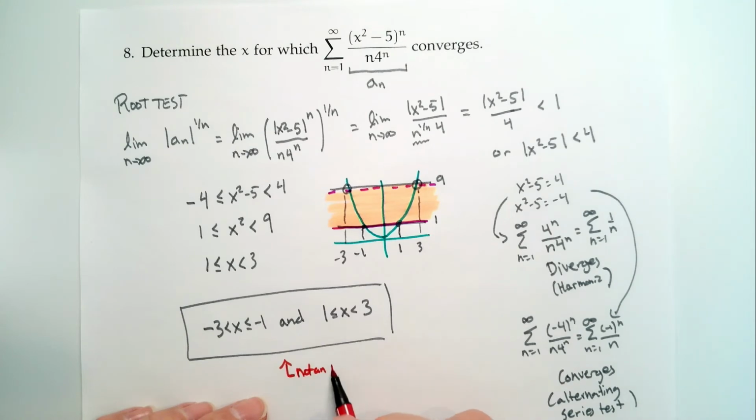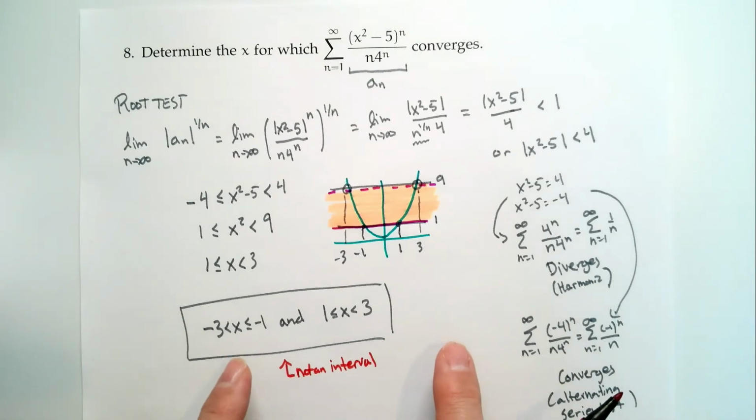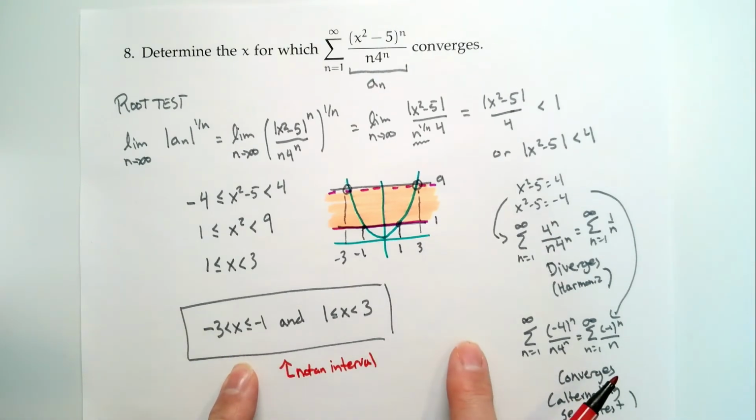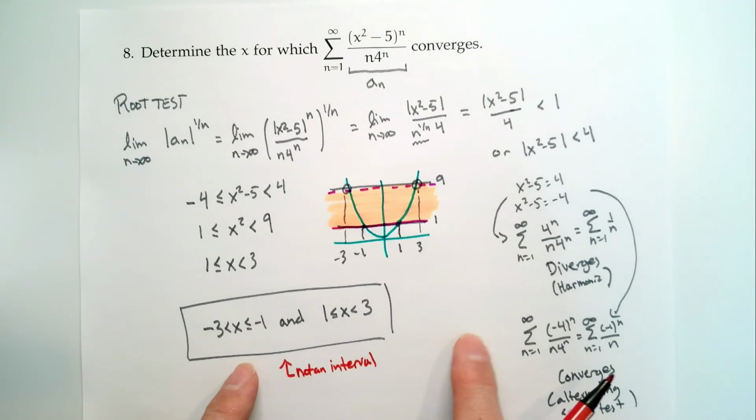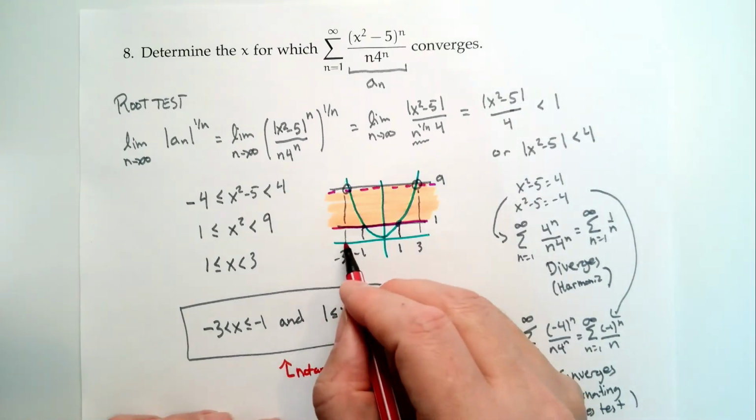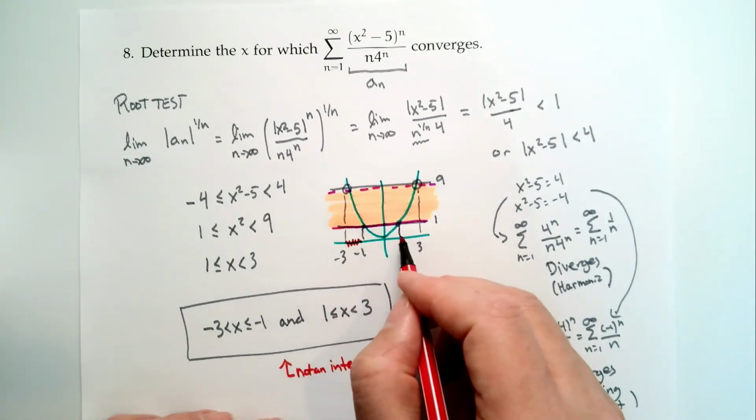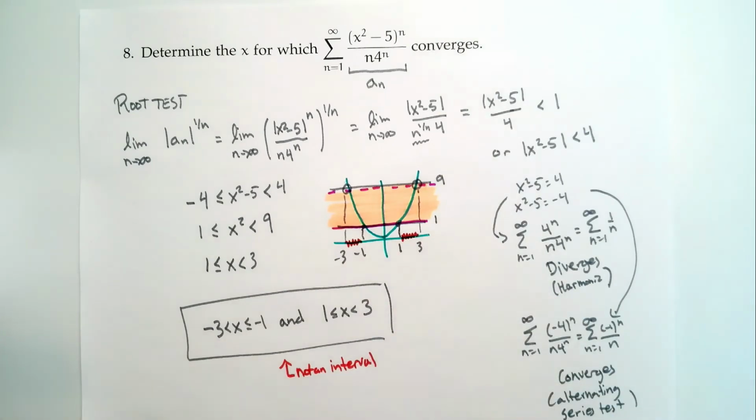an interval. See, an interval says you're going to start at some point, go to some other point. You may include the endpoints or not. But this has two distinct pieces here. And intervals will just have one. So this is not an interval. So this does not converge for some interval.